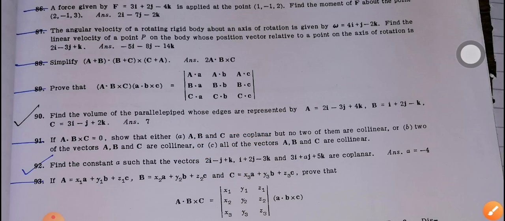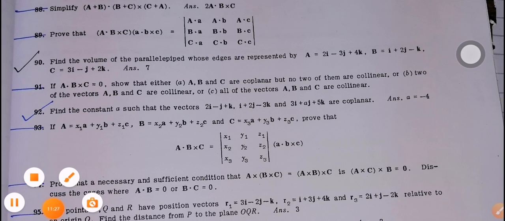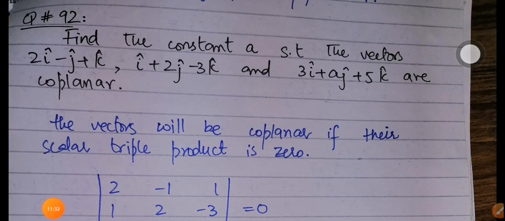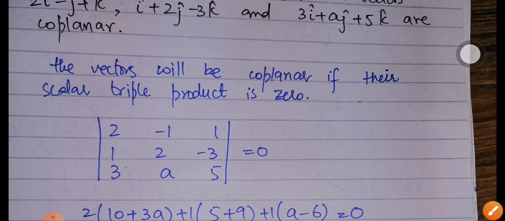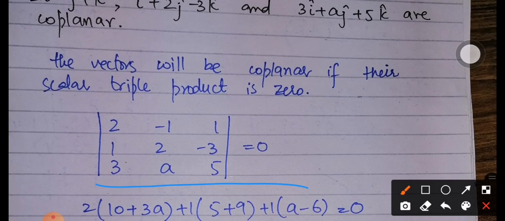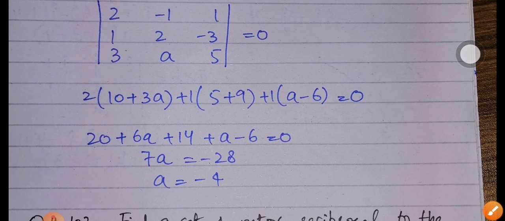Then we have question number 92. Find the constant a such that the given three vectors are coplanar. So here we are going to solve question number 92. Now we know that the vectors will be coplanar if their scalar triple product is 0. So we set the scalar triple product equal to 0, by taking the first row to be the components of the first vector, then the second vector, and the components of the third vector. Now we will expand this and we get the equation 7a is equal to minus 28, and we can find the value of a, which is equal to minus 4. So this was chapter number 2.